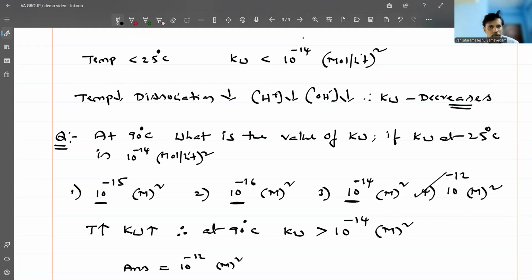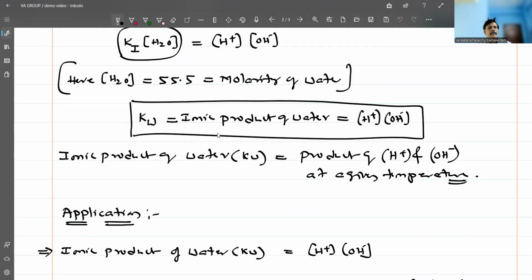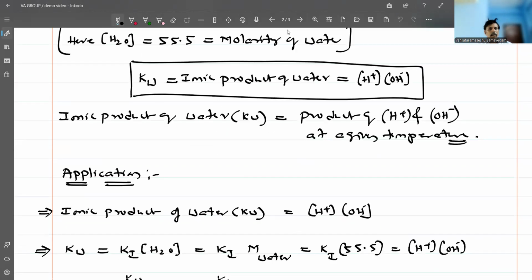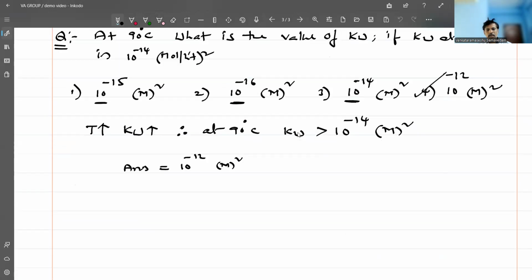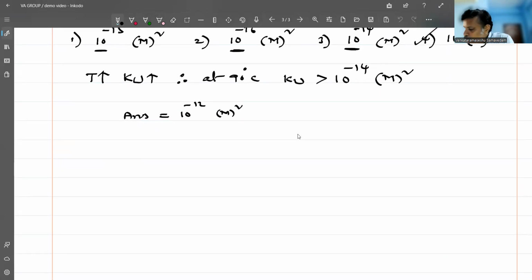This is one application we have to know. Based on the temperature, if I want to find out, I can take like this. Now I'm going to take two cases. Generally, they will ask in the case of problems related to ionic product of water. Case 1.